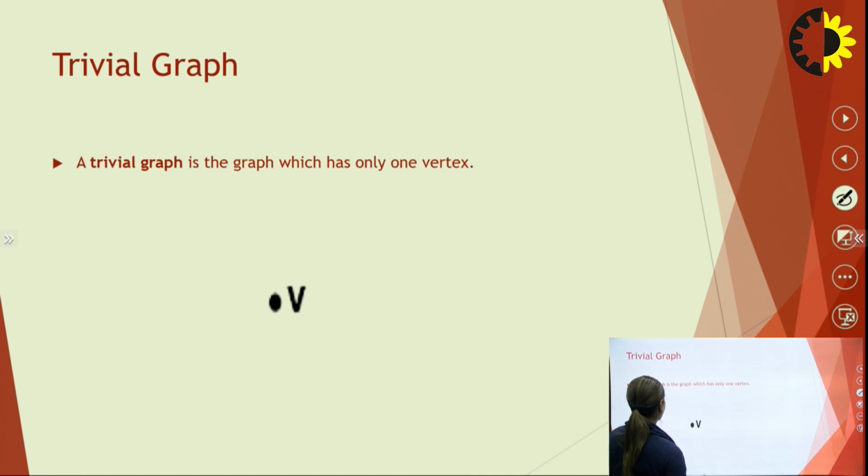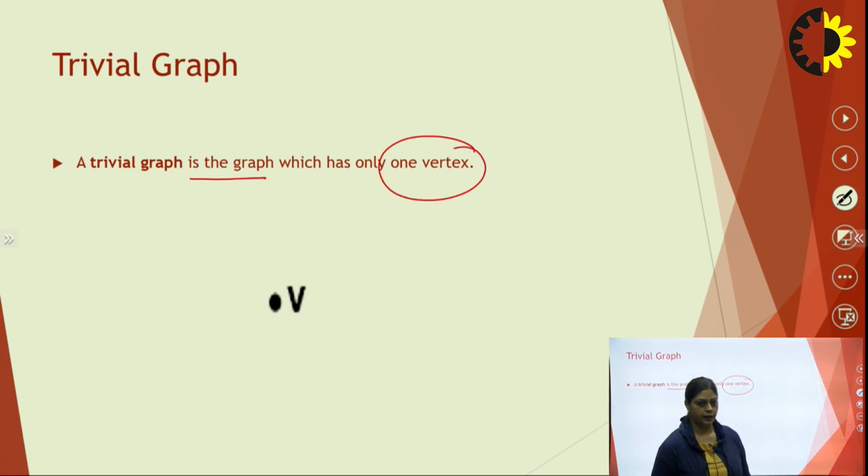This is a trivial graph, a graph in which there is only one vertex, right? It is also a type of null graph in which we have only one vertex.